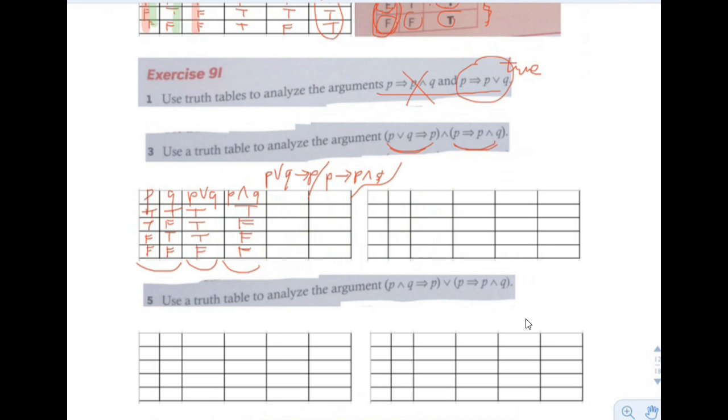Let's see. First of all, we're going to say, okay, so P or Q implies P. Okay, is that true? So let's see. True and true is true. True and true is true. True and false is, oh, that's false. False and false is, that's fine. False and false can be true. Okay. And then the next column, does P imply P and Q? So that means we're looking at, does P imply P and Q?